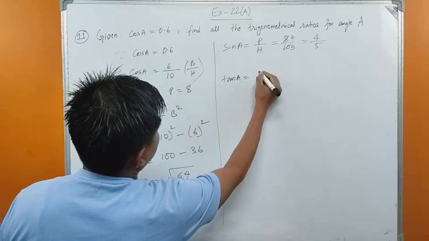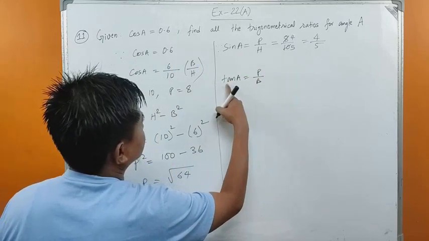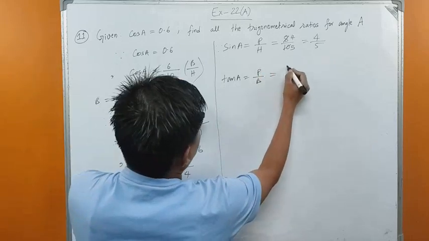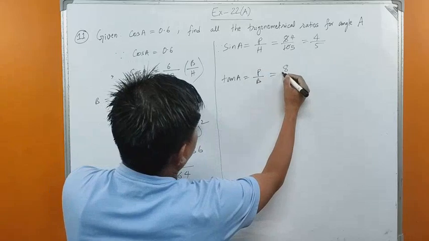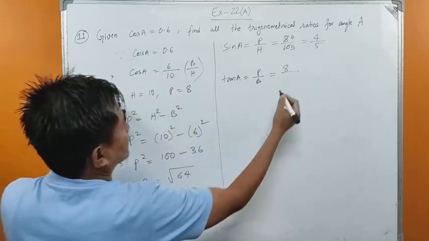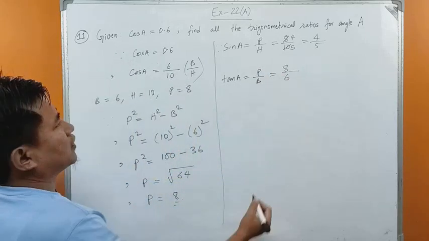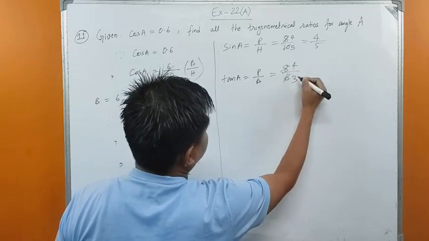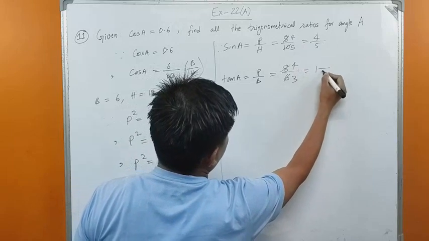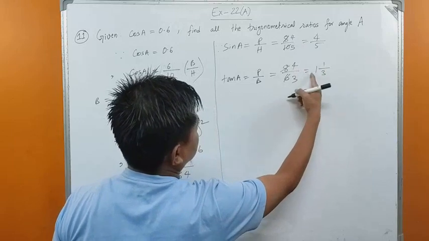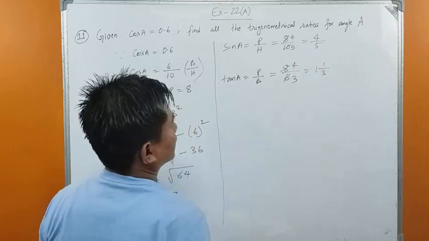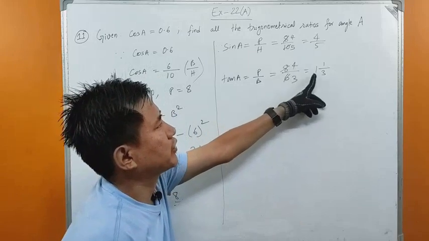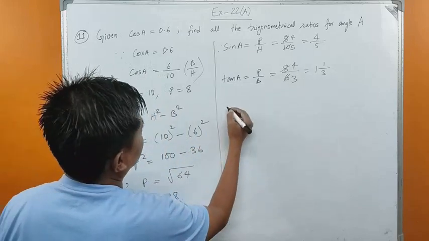Tan A equals, tan theta is p by b. What is perpendicular? Perpendicular is 8. So we write 8 instead of p. What is base? Base is 6, isn't it? So 2 4s are 8, 2 3s are 6. So 4 upon 3. This is an improper fraction because the denominator is smaller than the numerator, so we convert it into a mixed fraction, 1 whole 1 upon 3.